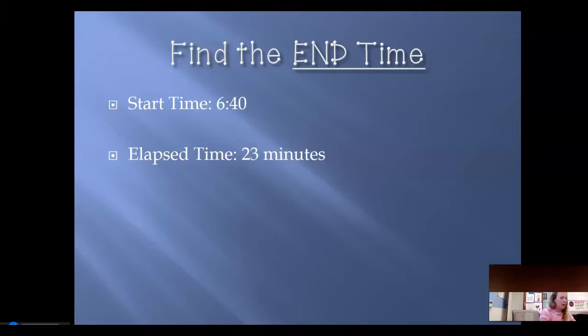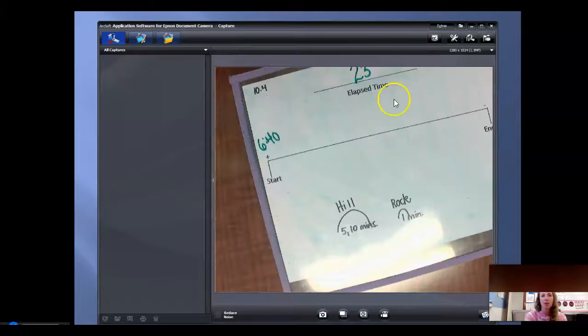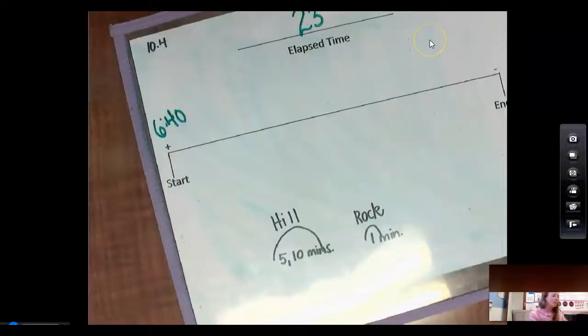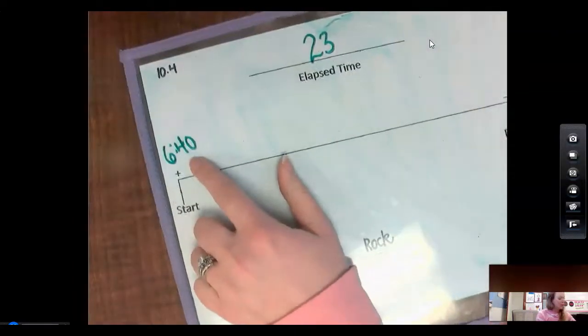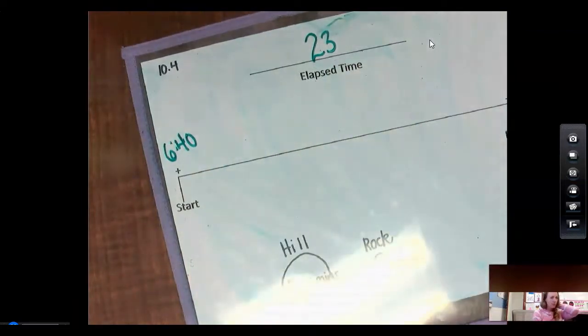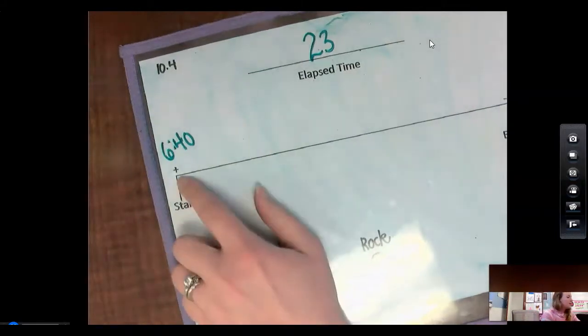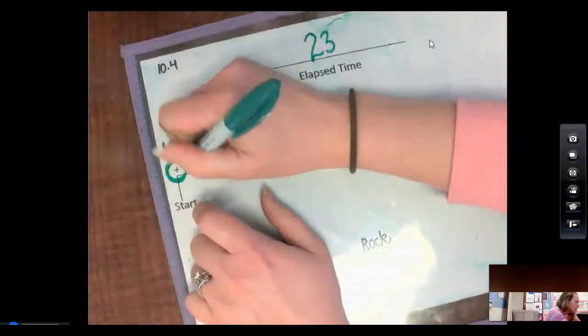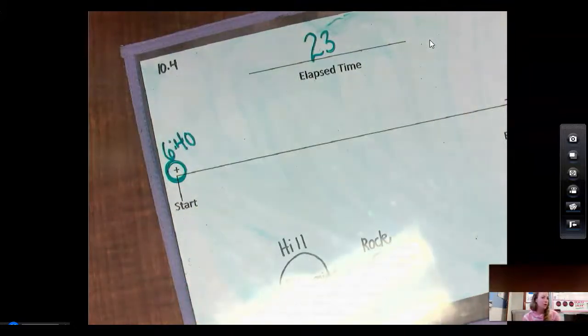So this time when I'm filling out my sheet, my start time will be 6:40, and my elapsed time will be 23 minutes. So when you fill out your sheet, this is what it should look like. This time they gave us a start time of 6:40, and an elapsed time of 23 minutes. Pause the video if you need to get caught up there. So on start times, we must add.